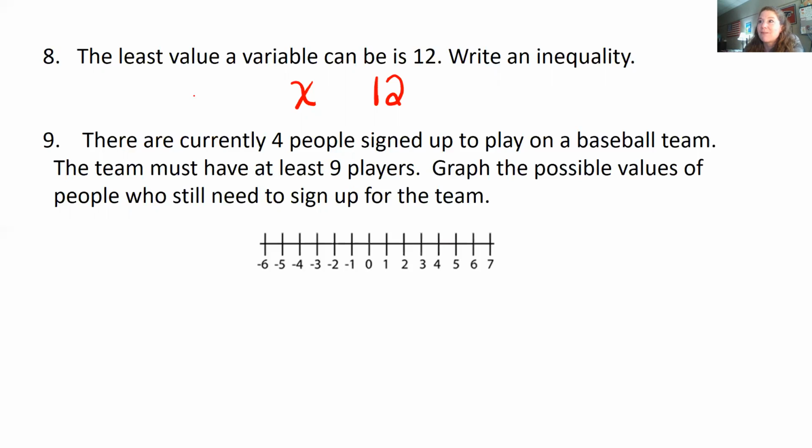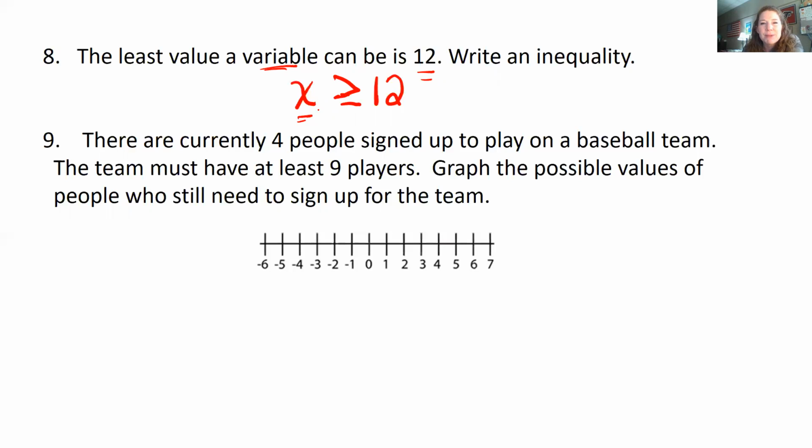Number 8, we need a variable. So I'm going to use an X. It doesn't matter, whatever variable you want. And we're going to use a 12. So if this variable can be the least value, it can be 12. The least value, can it be 12? Yes. Can it be 11? Nope. Can it be 13? Yes. So our unknown variable has to be greater than or equal to 12.